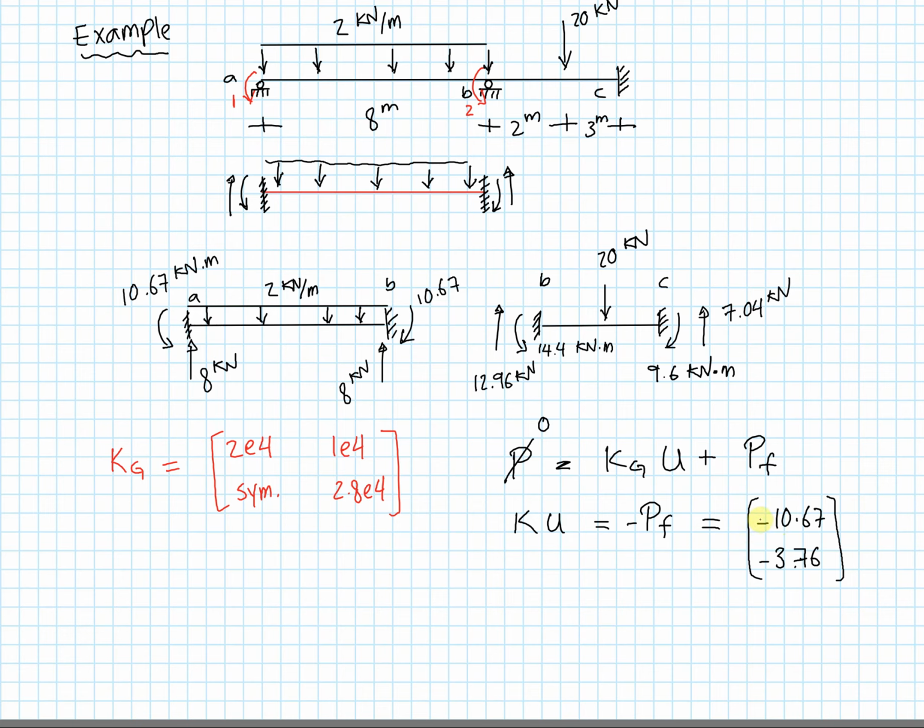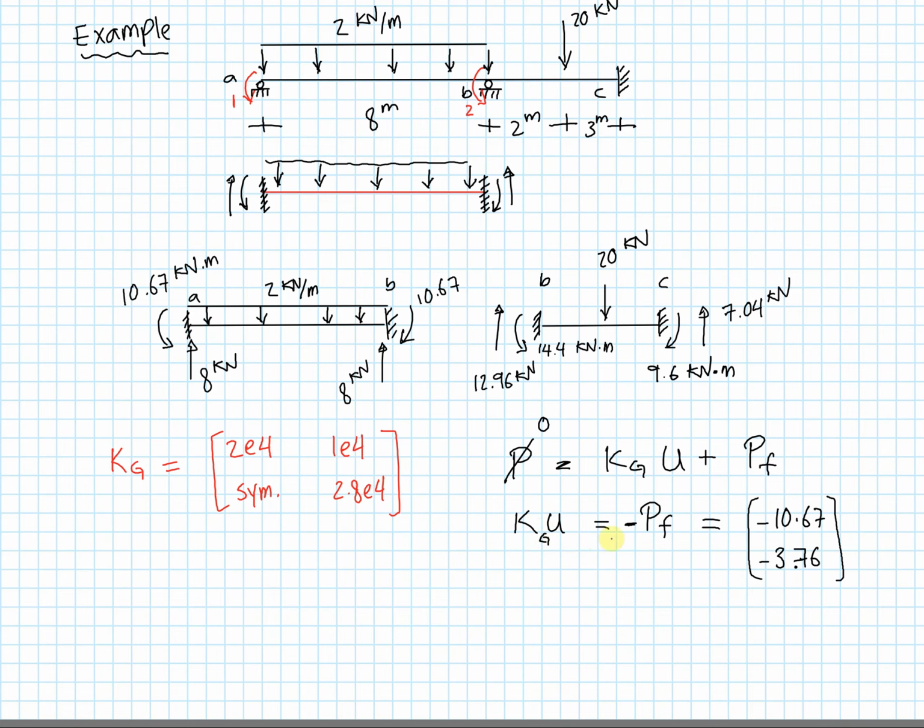You often have to spend a good amount of time to really comprehend and understand how the sign conventions work out here. So I highly recommend paying good attention to the sign conventions. This time we had a minus PF here, so of course all these values are already multiplied by the minus sign. But yeah, pay attention to that. So we have K global U is equal to minus PF.